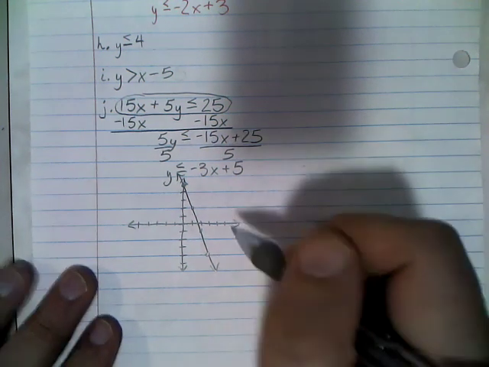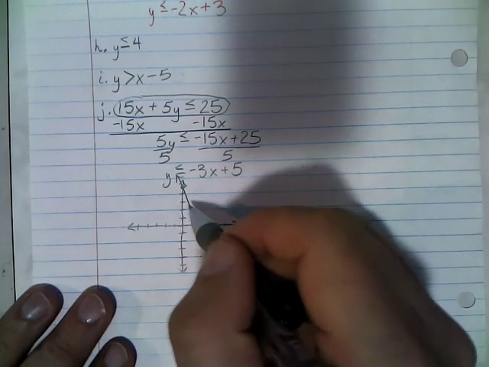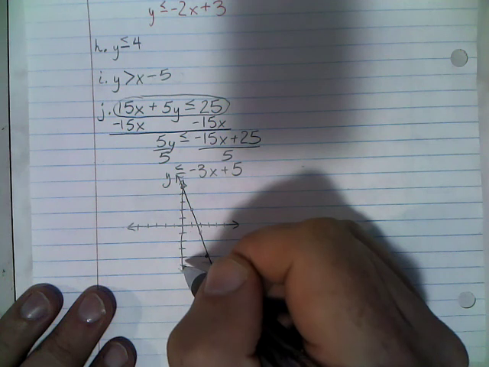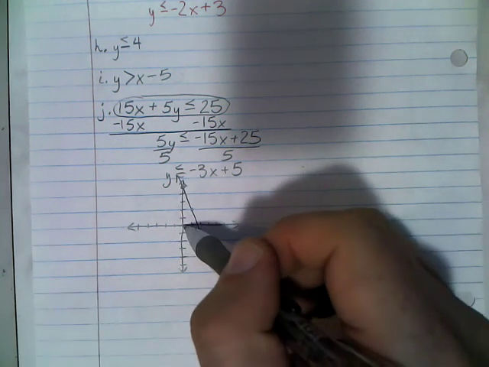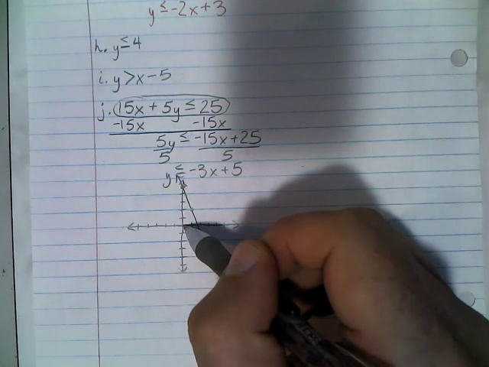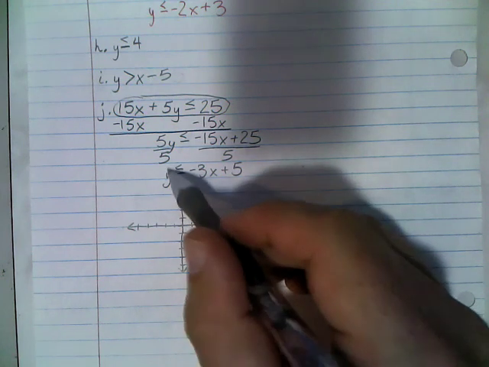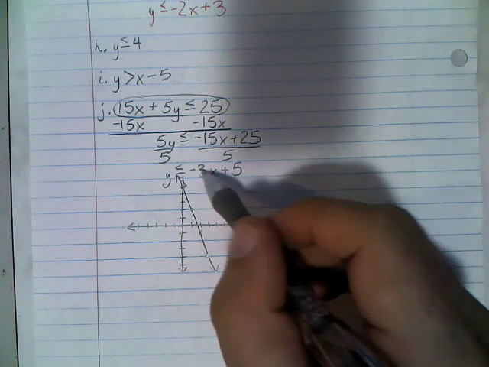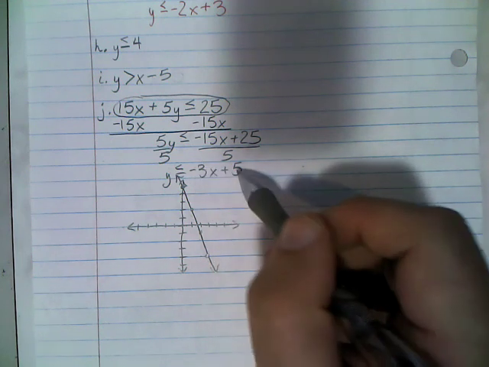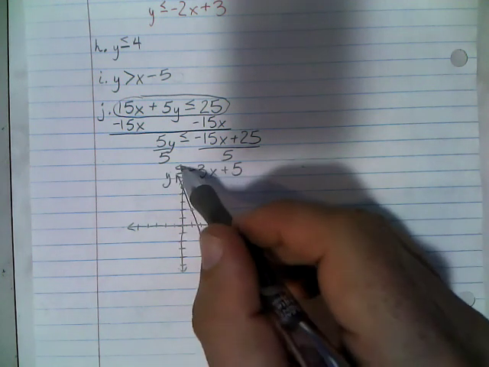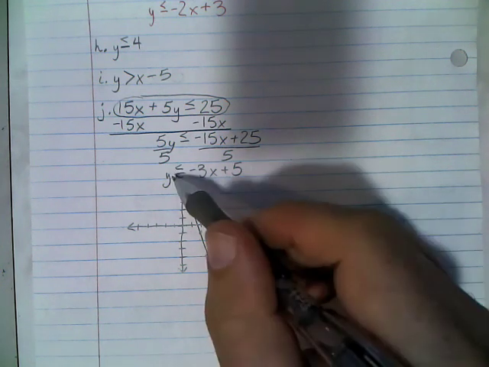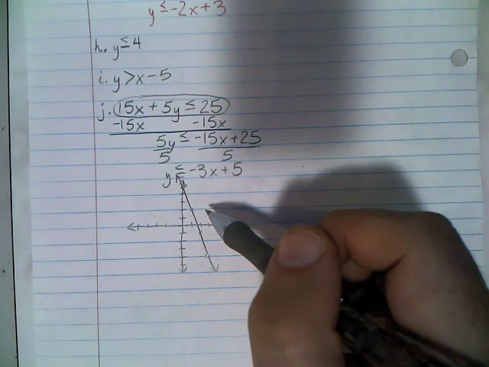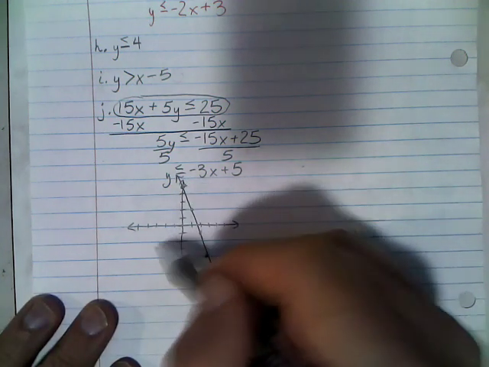And then finally, I'm going to go ahead and shade in the solutions here. So test the origin. That's just a nice point to choose. So that's 0 and that's 0. Well, 0 times negative 3 would be 0 plus 5 would be 5. So is 0 less than or equal to 5? Yes, it is. So my solutions are all going to be on the left.